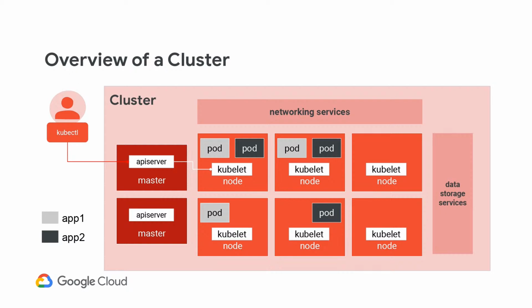Now from there, the API server communicates with the cluster itself in two different ways: to the kubelet process that runs on each node, or to any node, pod, or service through the API server proxy. Now we don't show that proxy function here.